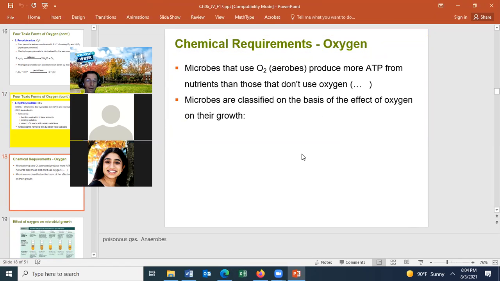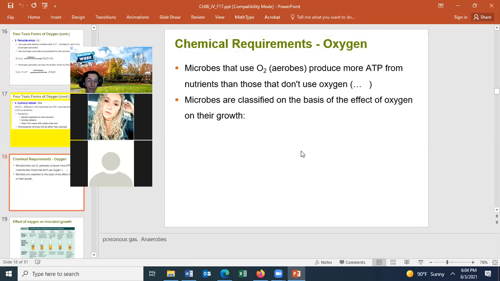Let's finish talking about the oxygen requirements and then we'll break. Oxygen, most organisms have a requirement for what their oxygen needs are. An aerobe is an organism that requires oxygen to make ATP. An obligate aerobe requires the presence of oxygen or it cannot grow.